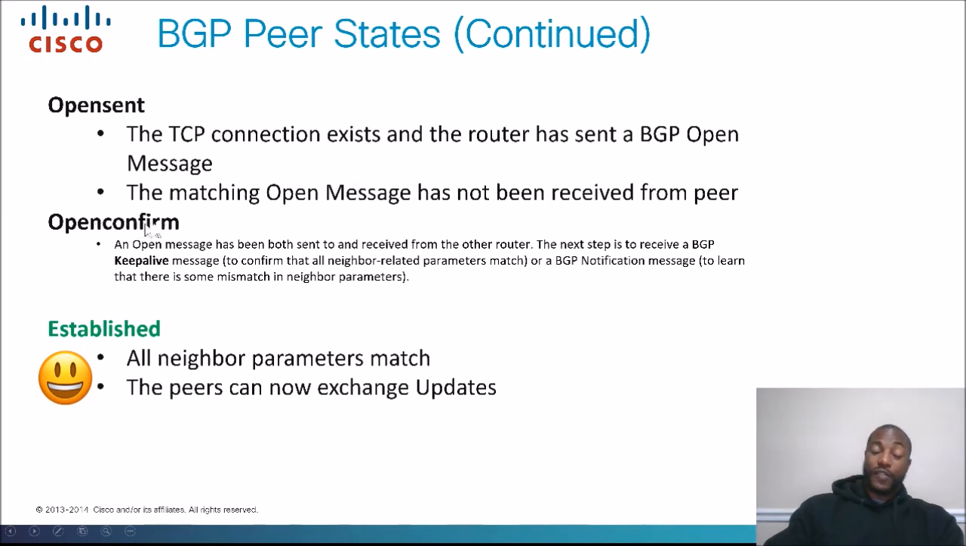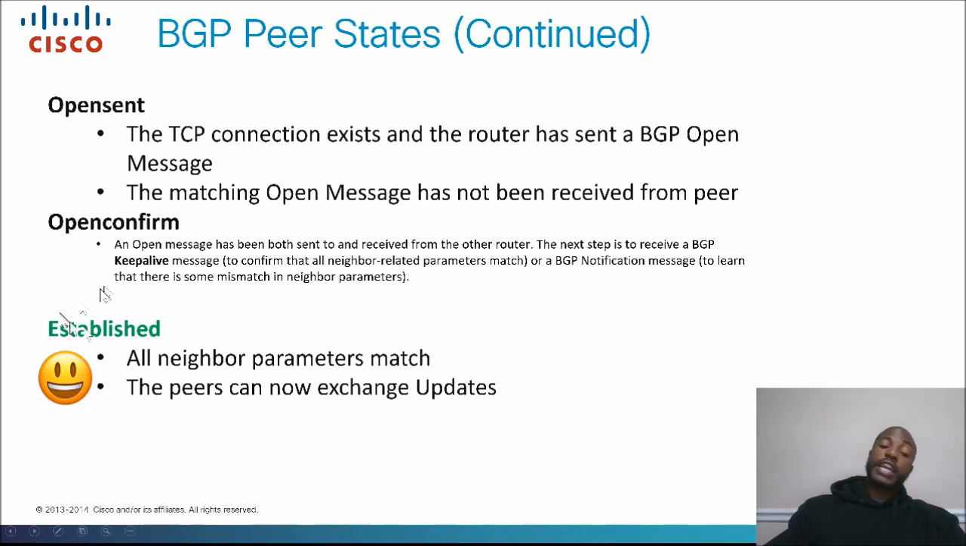Once we have an open confirm, we have a lot of information here. The open message has been sent to and received from the other router. The next step is to receive a BGP keepalive message, which is basically like a hello, to confirm that neighbor-related parameters match, or a BGP notification message to learn that there is some mismatch in the neighbor parameters. So we see an open confirm, and we know we're pretty good here. We've heard from the other router, and we've received the open message.